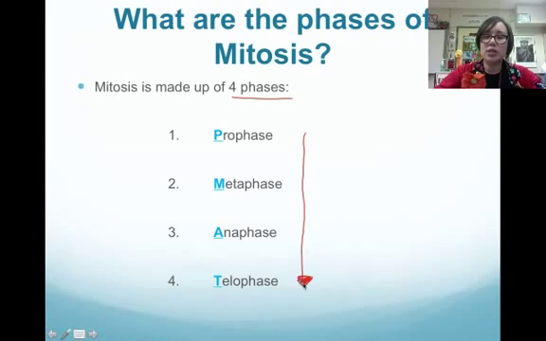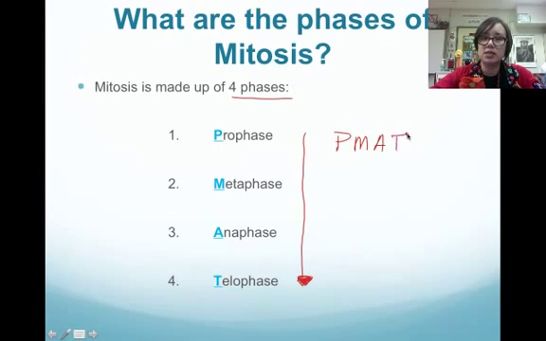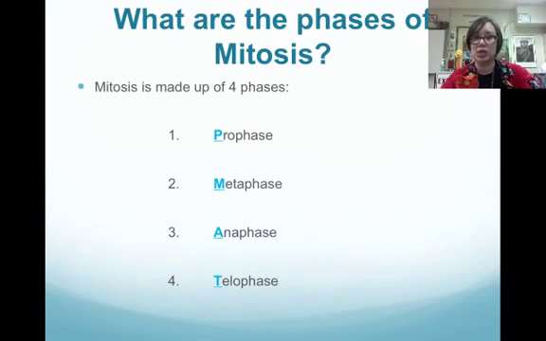The easiest way to remember the order is to think about the first letter of each one of those phases and come up with a mnemonic device or a memory clue. And what we like to say is PMAT. That's the easiest way to remember it. So we have prophase, metaphase, anaphase, and telophase. And we're going to talk about each one of those phases, and it's your job to know what's happening there and also to be able to identify what phase of mitosis a cell is actually in.